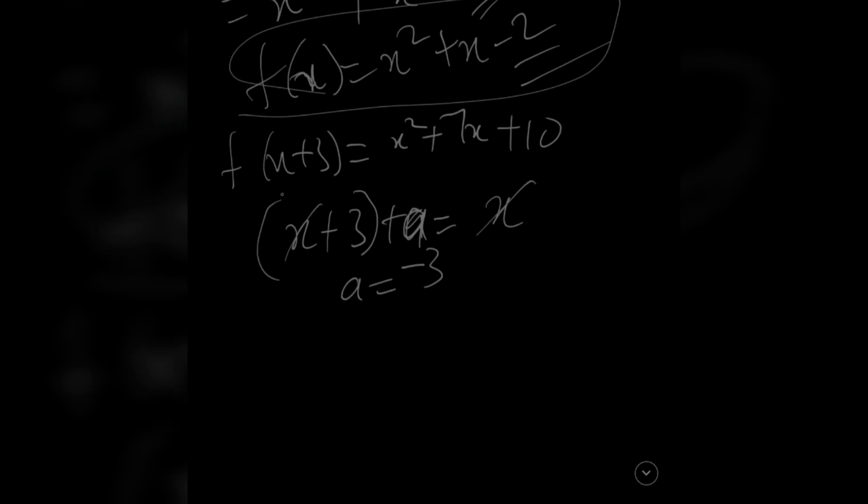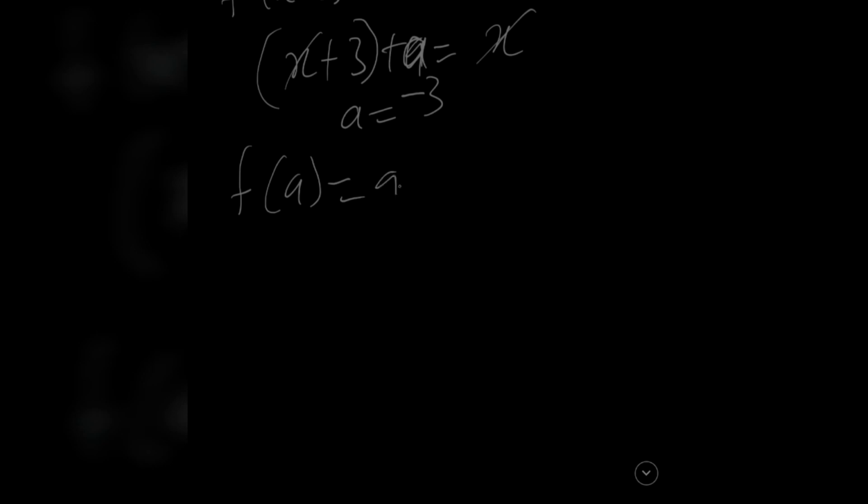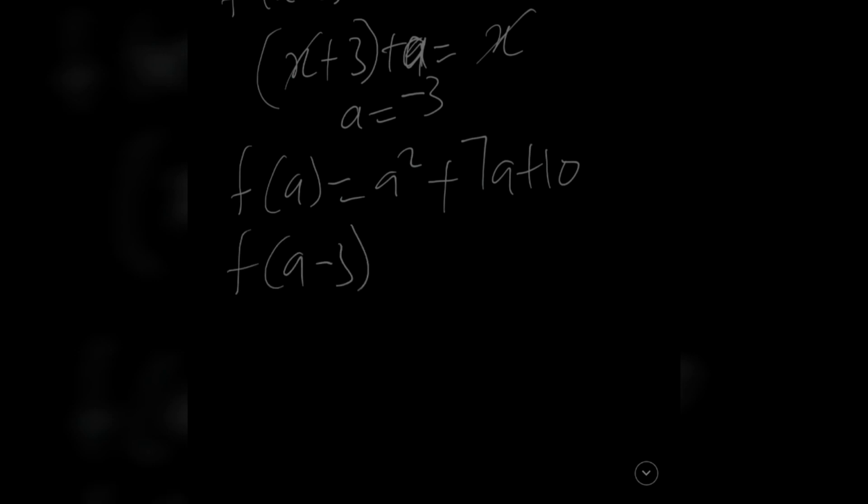So that means if you add minus 3 to x plus 3, we get x. So let's just say x plus 3 is a. So we get f of a to be equal to a squared plus 7a plus 10. Now this whole expression is representing f of x plus 3, but the x plus 3 has been represented with an a. So if you subtract 3 from a, we get a minus 3.